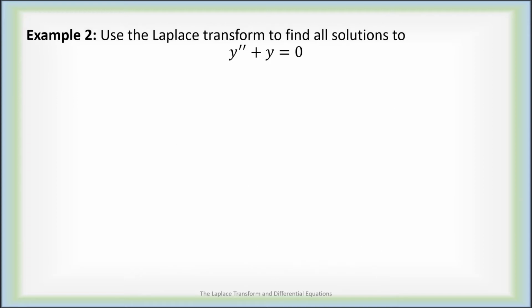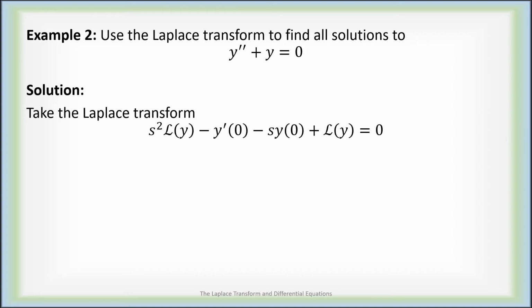As a second example, let's use Laplace transforms to find all solutions to y double prime plus y equals 0. Now this is a differential equation that we may recognize the solutions to already. They're sines and cosines. So we take the Laplace transform of both sides. On the left, we get the Laplace transform of y double prime plus the Laplace transform of y. And on the right, we have the Laplace transform of 0, which is just 0 again.